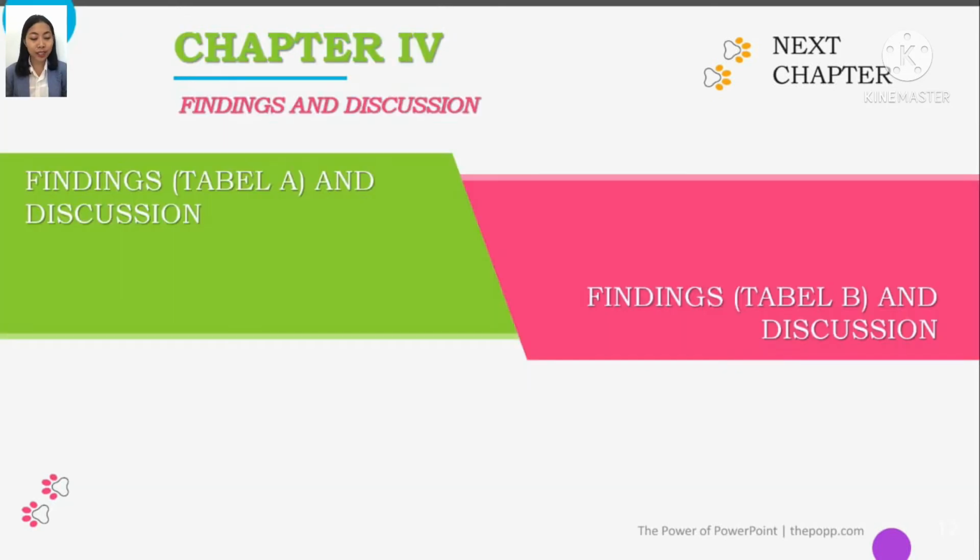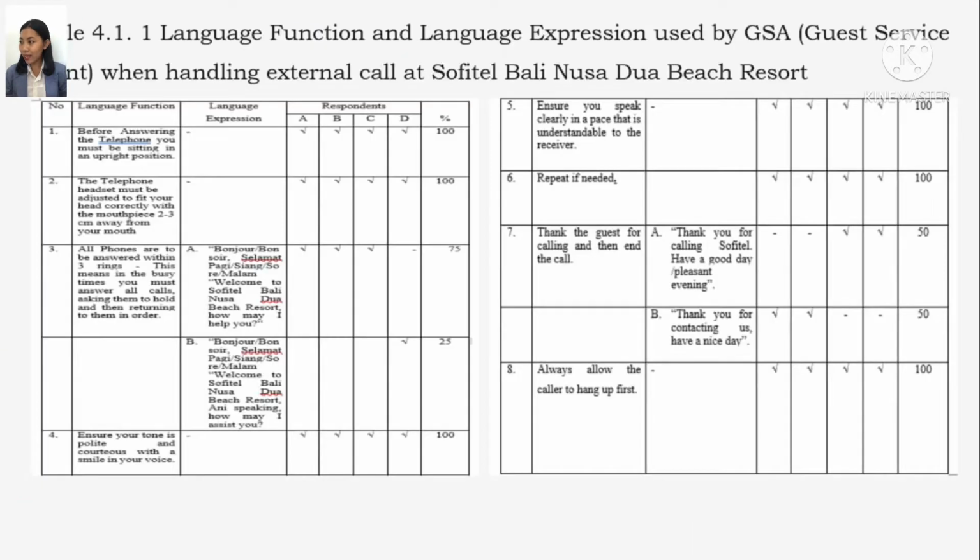We move to the next chapter, which is about findings and discussion. The first one is Table 1, language function and language expression used by guest service agents when handling external calls at Sofitel Bandung. As you can see in the table, the first language function is: before answering the telephone, you must be sitting in an upright position. So a telephone operator must sit in an upright or relaxed position before answering the telephone.